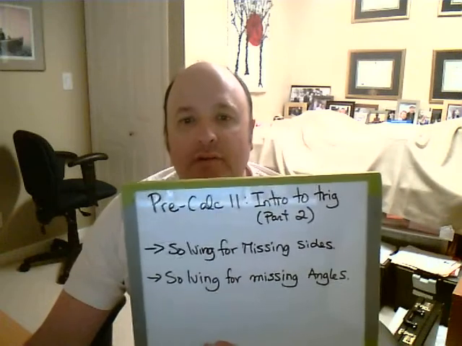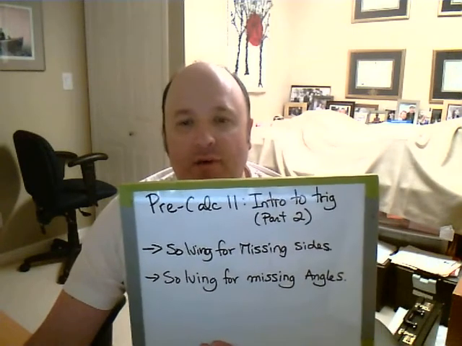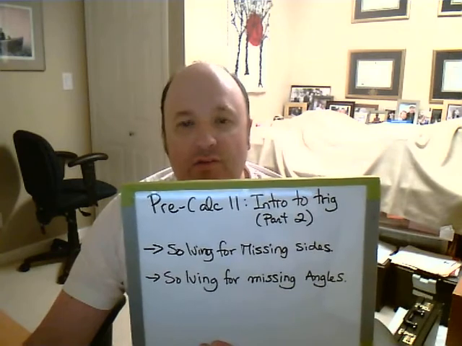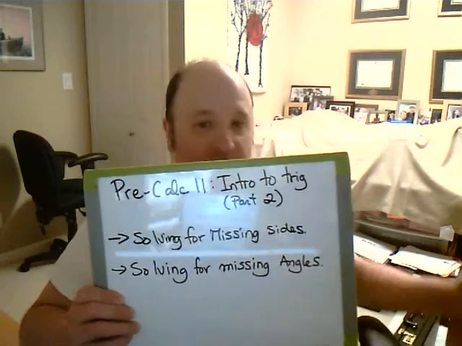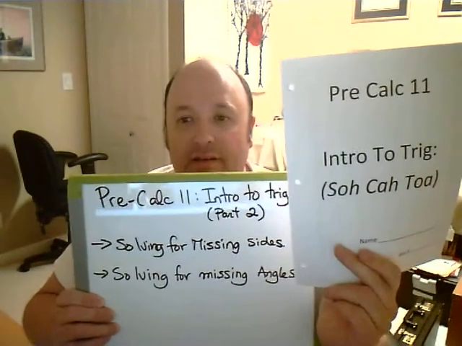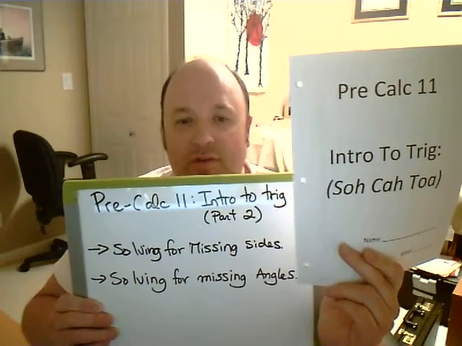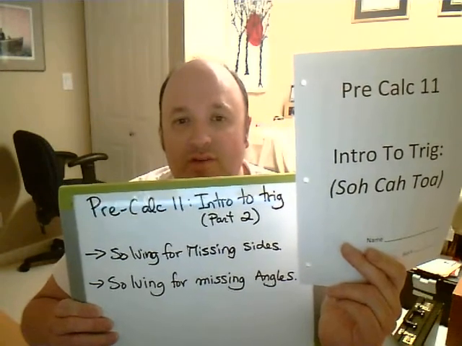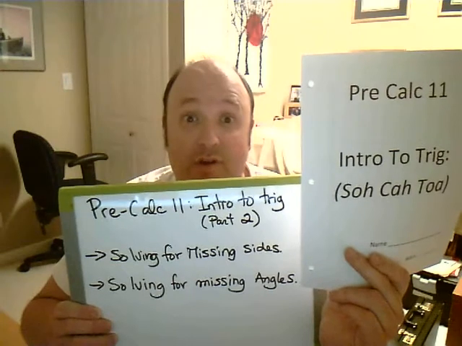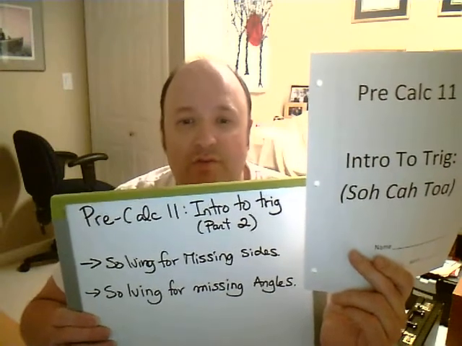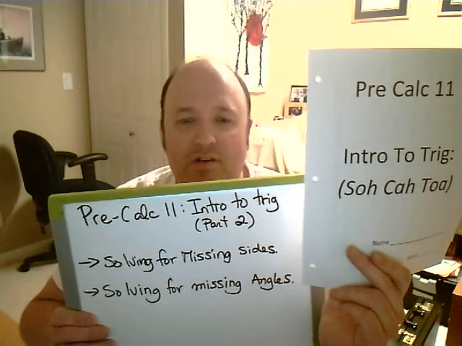Hi everyone, here's the second part of the second video to the Intro to Trig Booklet. This guy right here. And today we're going to be talking about solving for missing sides of a right triangle and solving for missing angles of a right triangle. So two fairly quick things, two easy T-charts to follow.